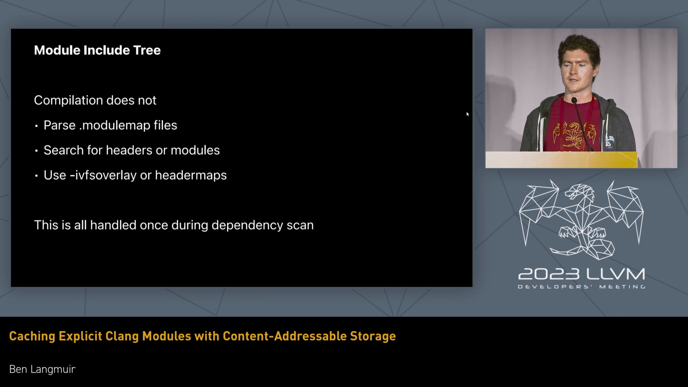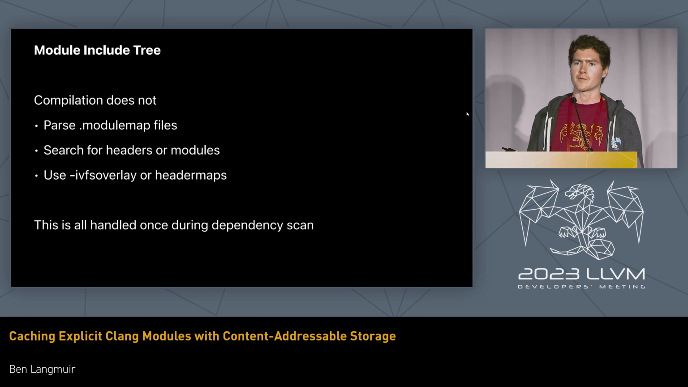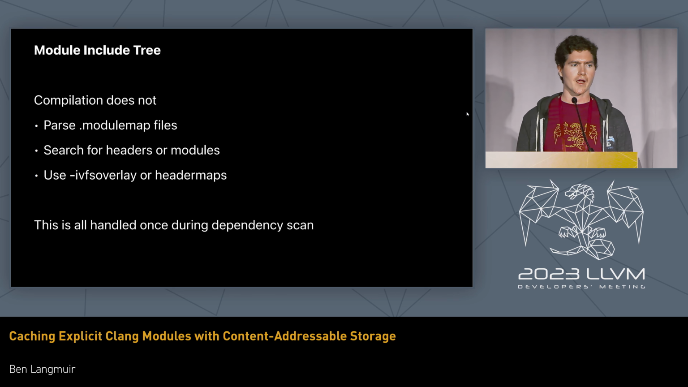This design means that when we go to compile the module, that is, in the case of a cache miss, our compilation does not need to reparse module map files, look up modules or headers, or use virtual file systems or header maps. All of this information gets computed once during our dependency scan, and we can then drive the compilation directly from the include tree.